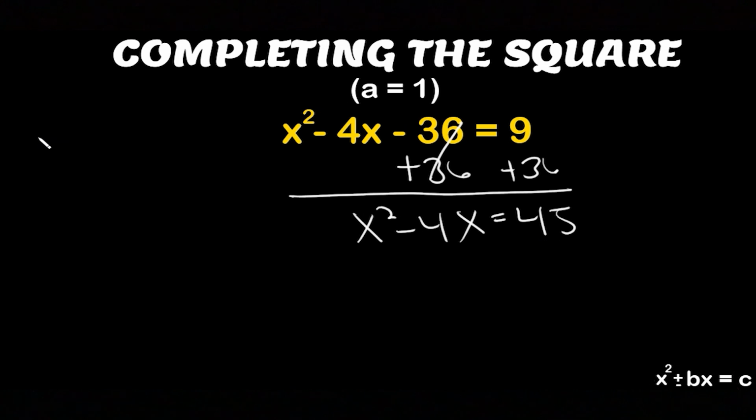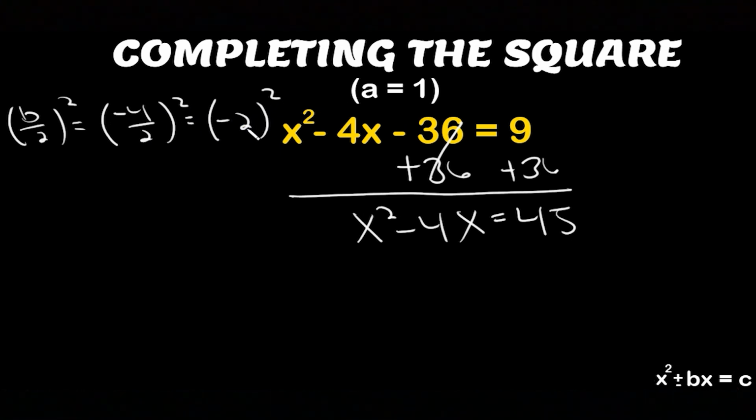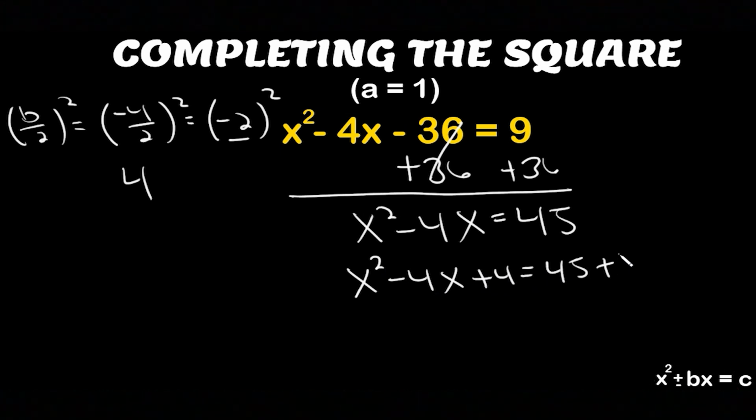I'm going to go ahead and do b over 2 squared. Again, writing it out. So we have to square that. So my b is negative 4. This simplifies down to negative 2 squared. We're going to use this later. And then negative 2 squared will give you positive 4. So I have to add 4 on both sides. So x squared minus 4x plus 4 is equal to 45 plus 4, which we know is going to give us 49, but we'll do that after.